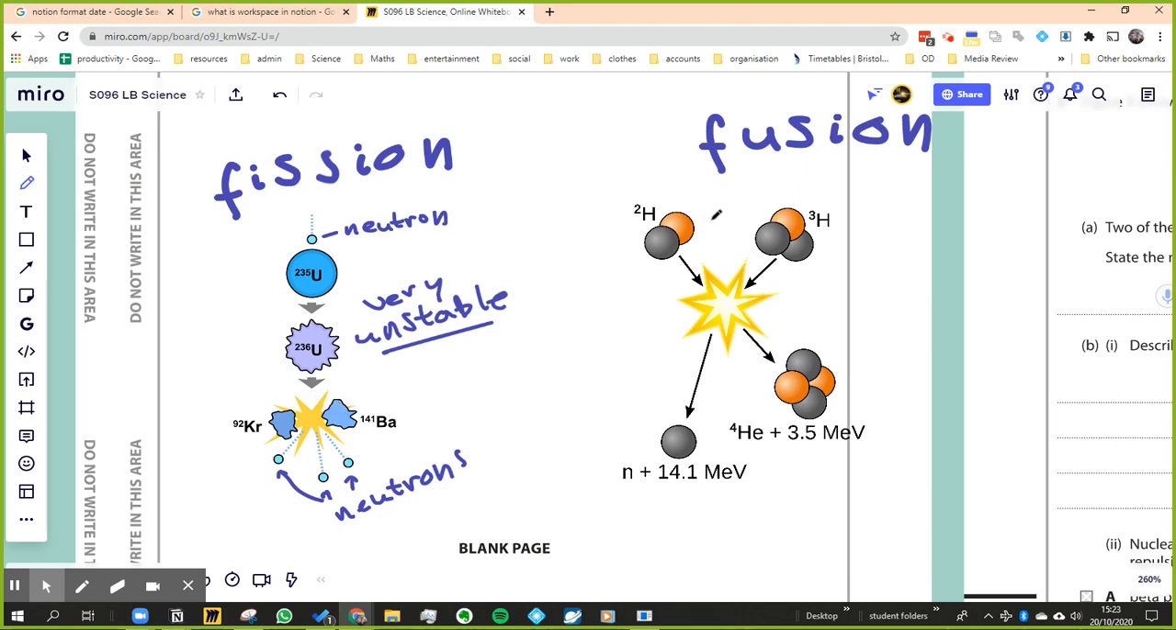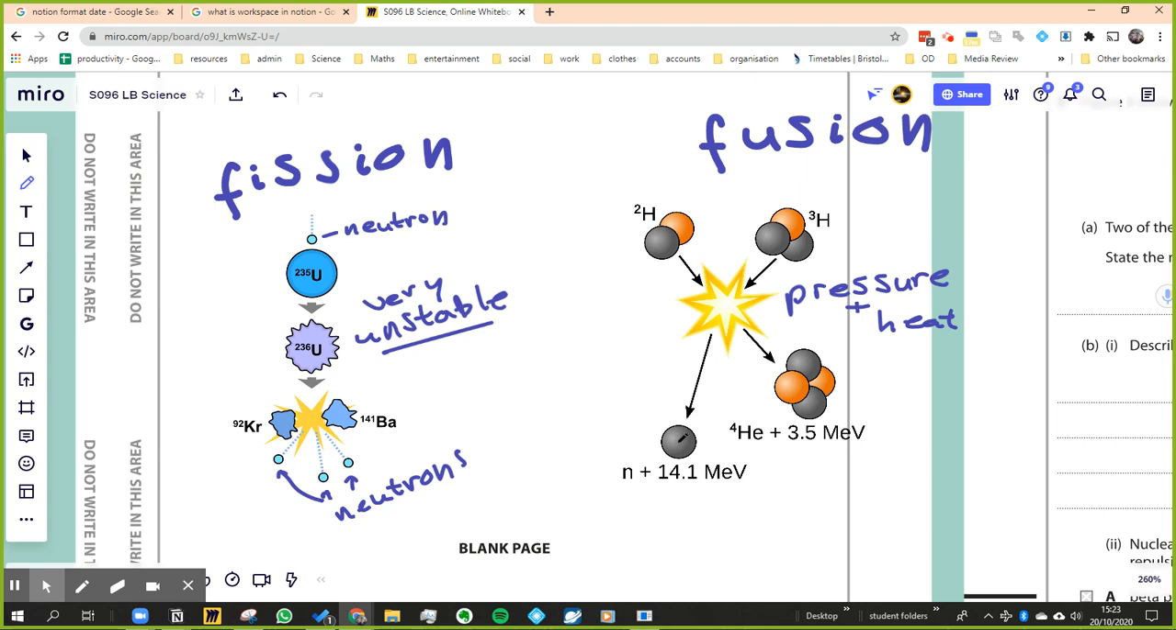Now, fusion is the opposite. Fusion, you get two isotopes. These are both hydrogen, but they're isotopes of hydrogen. This one's got a neutron. This one's got two neutrons, but both got one proton, so they're both hydrogen. And what's going to happen is under extreme pressure and heat, these are pressed up against each other, squashed up so tightly that they actually join together and make this helium nucleus. So, and then in this example, an extra neutron is given off.